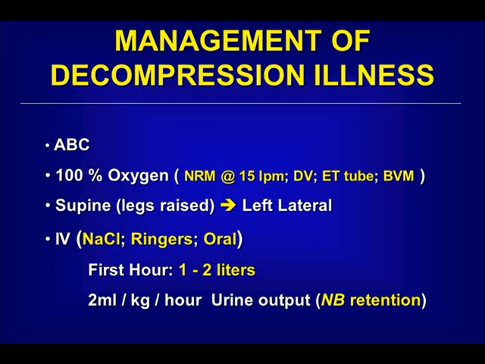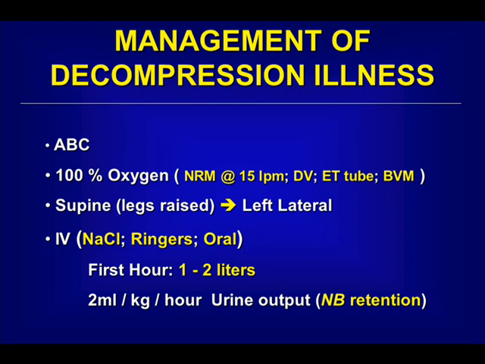100% oxygen is then provided, preferably either by a demand valve or a non-rebreather mask at 15 liters a minute, or if the person is not breathing, with either a pocket mask, bag valve mask, or even intubated via an endotracheal tube. The position is preferably with a person supine, legs raised if there is shock, and if they are breathing spontaneously, on the left lateral side, to minimize the chances of breathing in stomach contents and to some extent to favor the elimination of bubbles from the heart to the lungs.